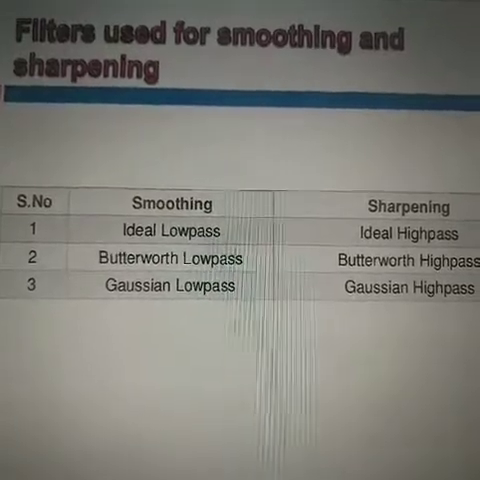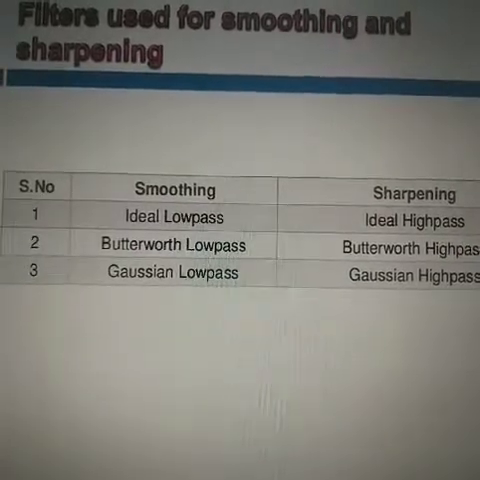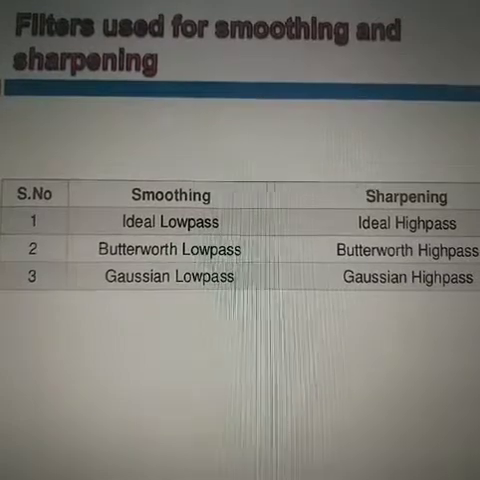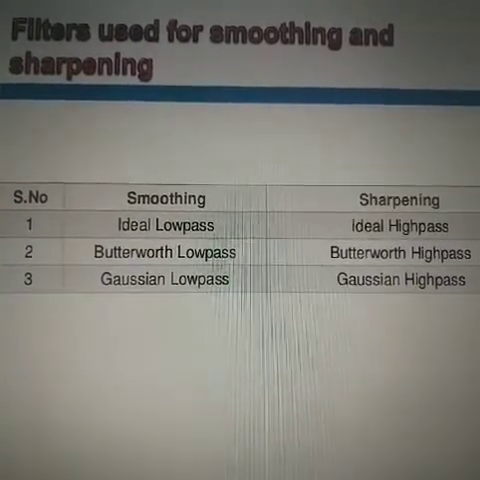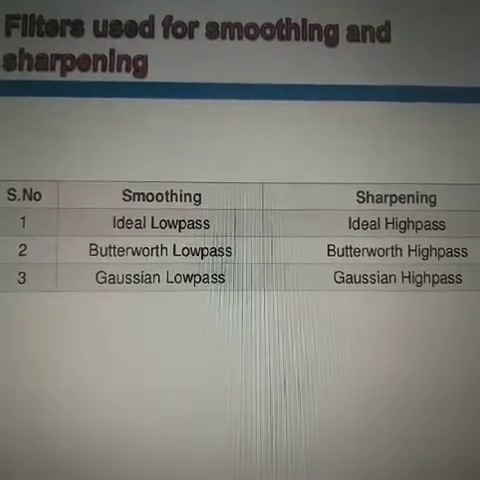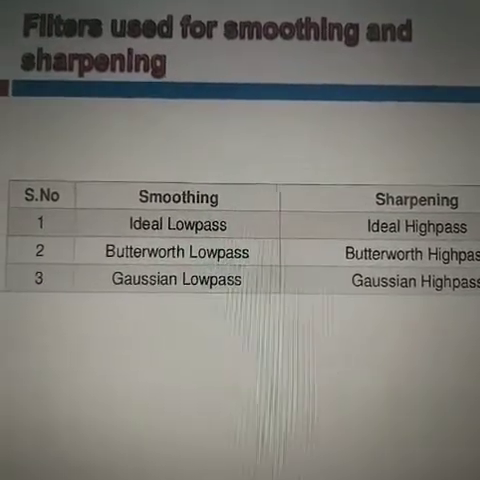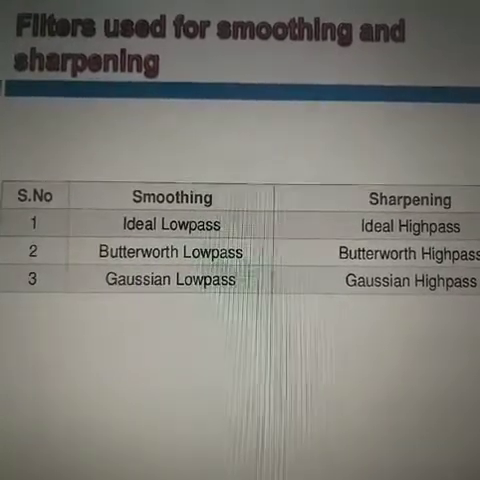So good afternoon students. In this lecture we are discussing the various filters which are to be used for the filtering in the frequency domain. Likewise, we already studied the spatial domain. Spatial domain filtering is done in two ways, smoothing and sharpening, and depending upon the smoothing and the sharpening, we use different filters to enhance any image.